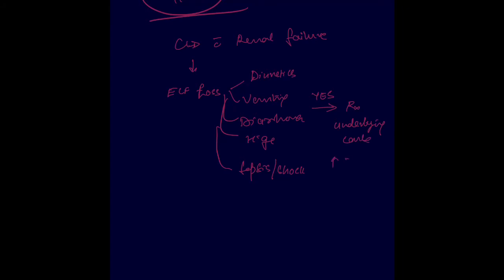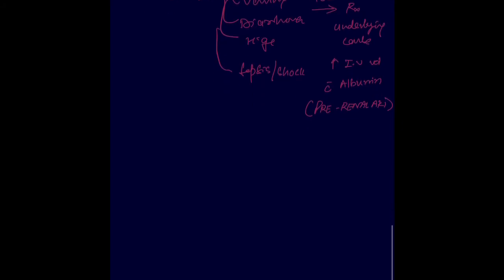And increase intravascular volume with albumin. Give albumin and increase the intravascular volume. So basically this will fit into the pre-renal AKI. This is not HRS, this is pre-renal AKI. If patient has overuse of diuretics or he is vomiting, diarrhea, hemorrhage, sepsis, shock, then this will fit into the category of pre-renal AKI. Treat the underlying cause, increase the intravascular volume with albumin.